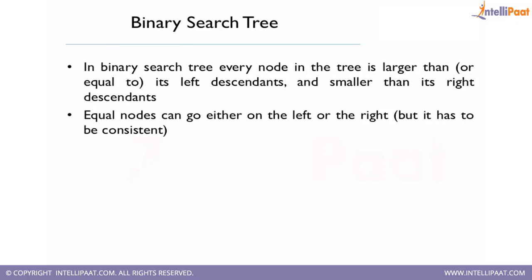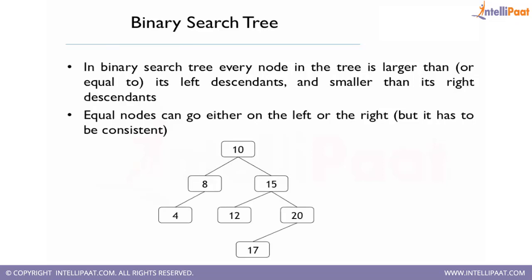Okay, so let's see what a binary search tree looks like in picture form. So this is a binary search tree where each node has at most two children. Yes, any node has at most two children. Okay, and the value of the left child is less than the value of the parent. Yes, the value of the left child is less than the value of the parent. The value of the right child is greater than the value of the parent. Yes, the value of the right child is greater than the value of the parent.